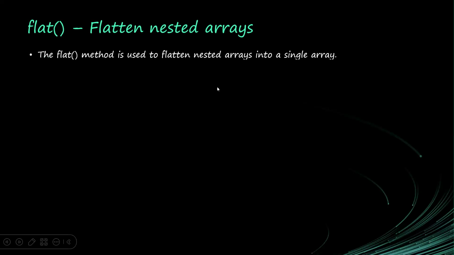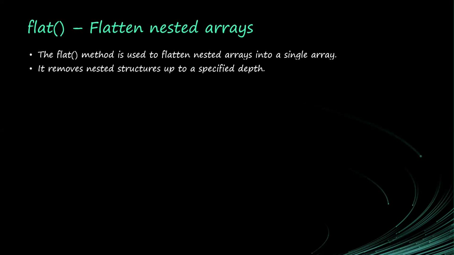If you have nested arrays, these things occur every time, especially when you're working with data coming from the database. It will remove the nested structures up to a specific depth. The nested array can be one level deep, or two levels deep, or three levels deep. The flat method flattens it to a specified depth. You will be the one to tell the flat method how many levels deep you want it to flatten.